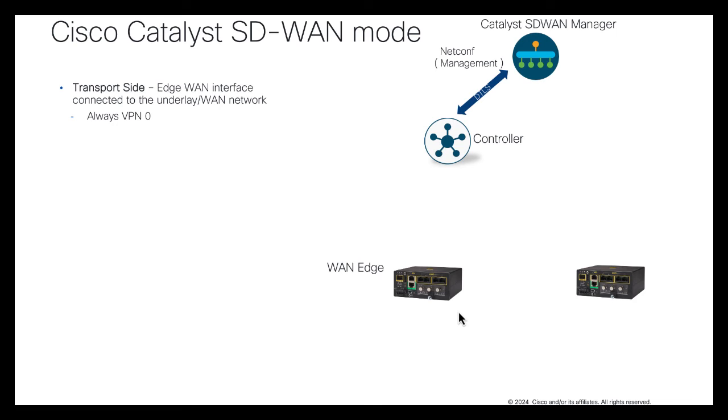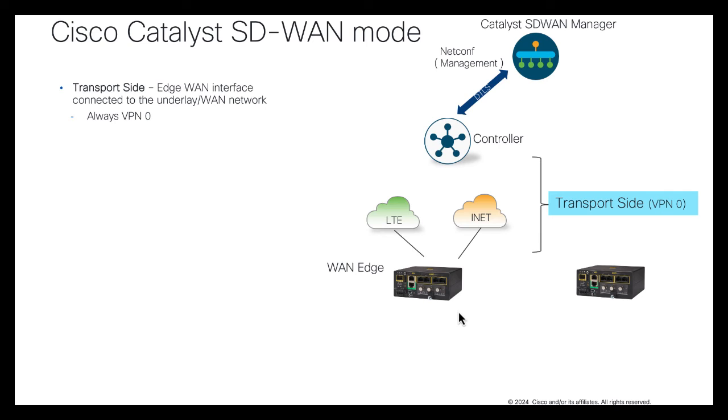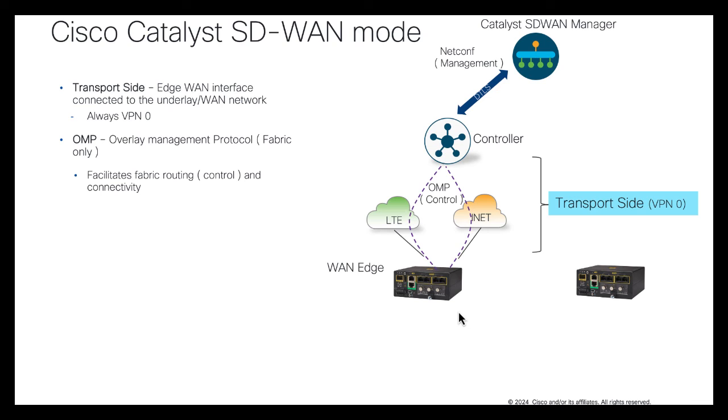We have the transport side, which is your global routing table and fabric, which is always on VPN 0. It's the overlay over basically the underlay WAN network. So it's transport agnostic and it can work over any type of transport. And this is where the overlay management protocol comes into play, providing fabric routing and connectivity.